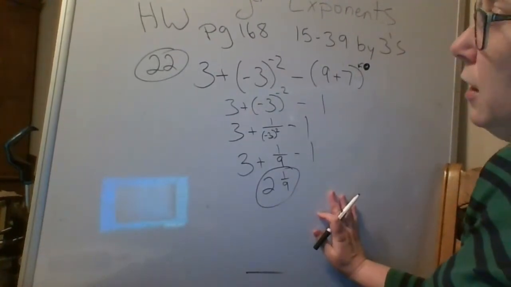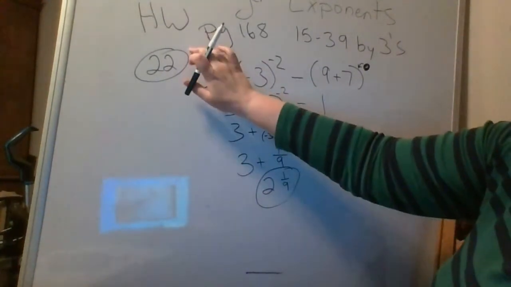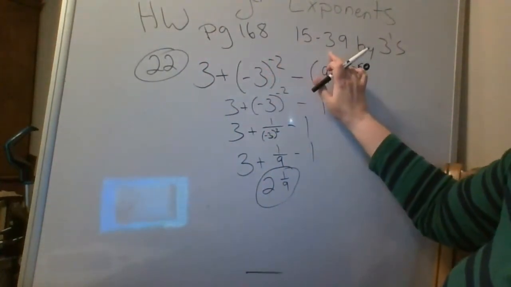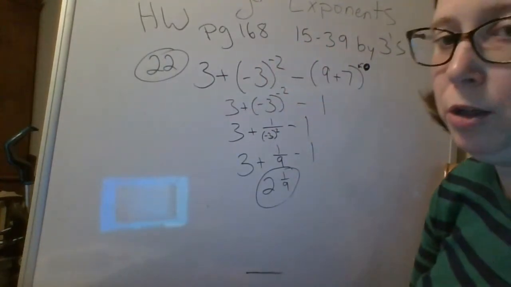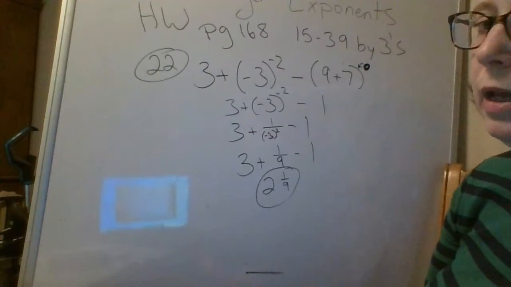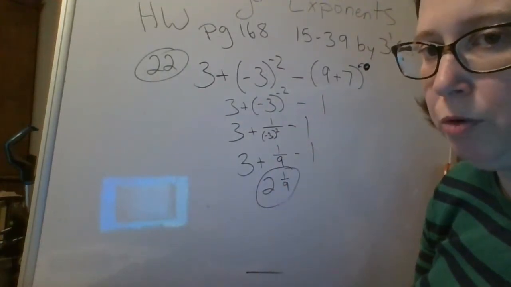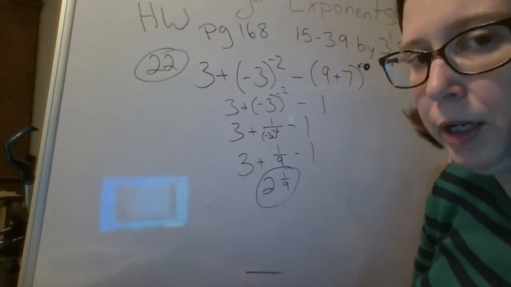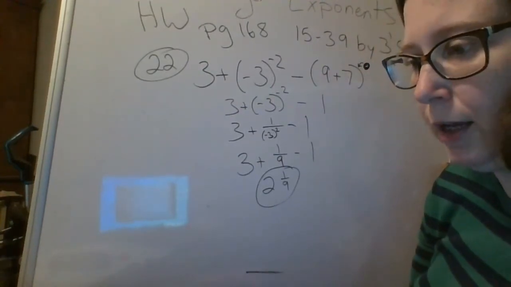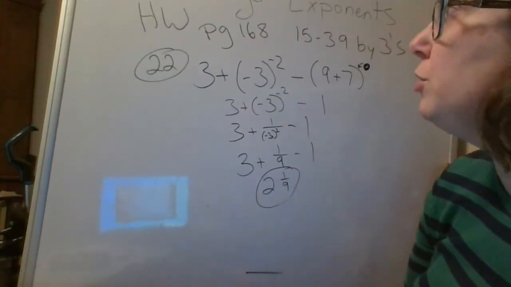That is the last example I'm going to do for section 4.2. You have some problems here to try. It's on page 168, 15 to 39 by 3s. And I want you to try those and then watch the video where I go over those. You will have an opportunity in the Zoom today to ask questions about 4-2.